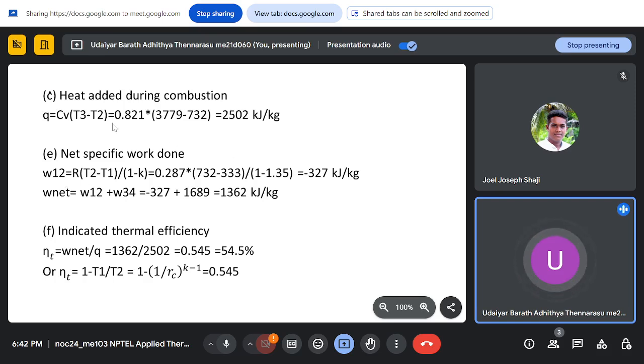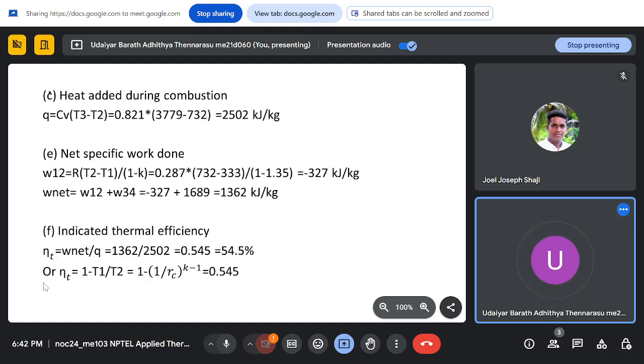So the net work is W12 plus W34, which comes out to be minus 327, the compression work which is given in, and 1689 kilojoule per kg which is produced by the engine. So the net work is 1362 kilojoule per kg. With this, again we can find out the thermal efficiency: net work done divided by the heat added. So this comes out to be 1362 divided by 2502, which is 0.545 or 54.5%.